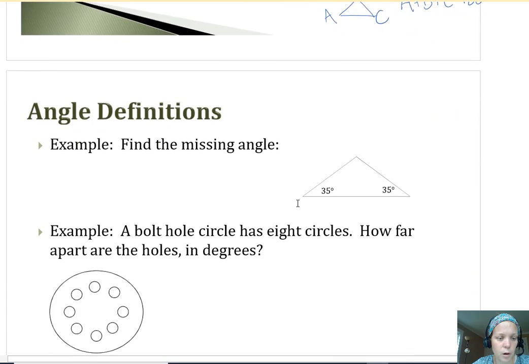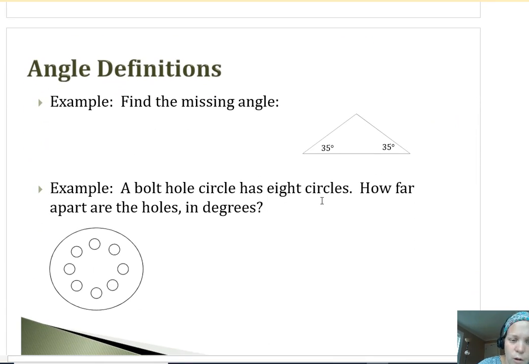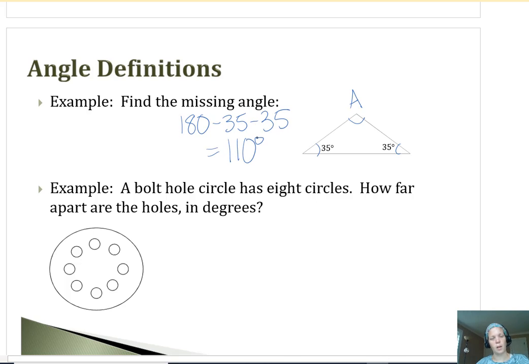In our first example, find the missing angle of this triangle. So 35, 35, and whatever, I'll call that A, should add up to 180. If we know two of the angles, I can just do 180, take off the other two, and whatever's left should be my angle A. So this is going to be 110 degrees. I did that in my head because 35 and 35 is 70, and 180 minus 70 is 110. You can add up the other two and subtract from 180, the same thing as doing 180 minus 35 minus 35.